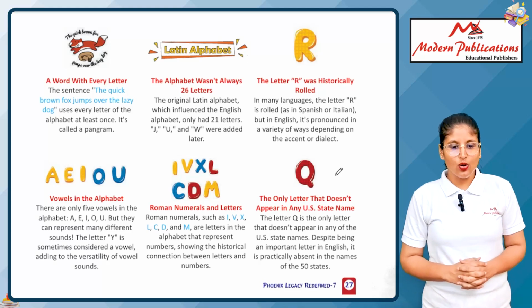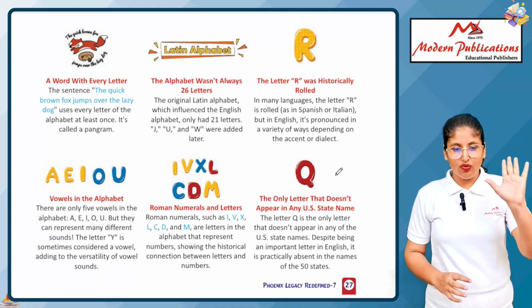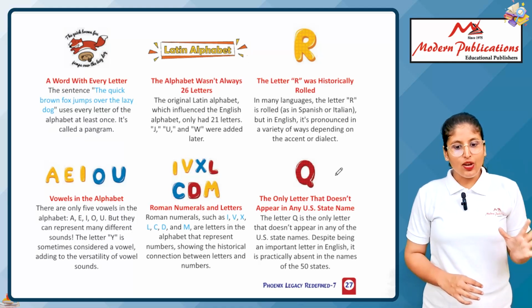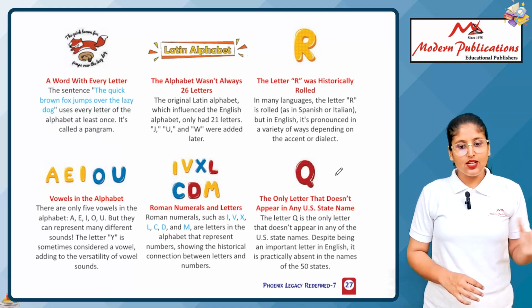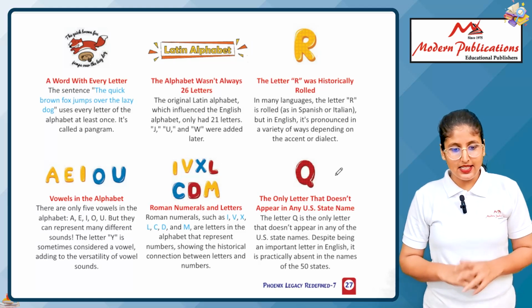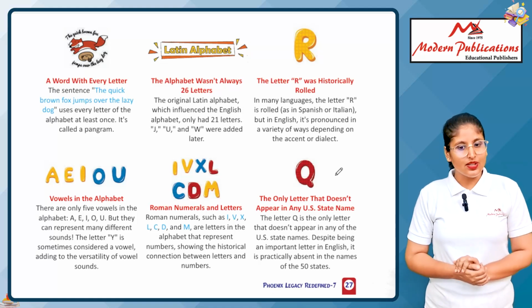Next, A, E, I, O, U. Vowels in the alphabet. There are 5 vowels in the English alphabet: A, E, I, O, U. They can represent many different sounds. The letter Y is sometimes considered a vowel, adding to the versatility of vowel sounds.